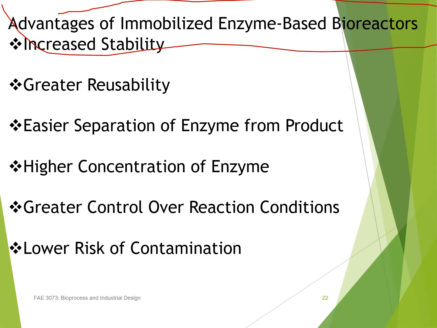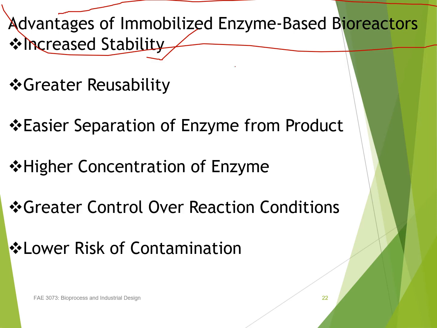So what are the advantages of using this kind of immobilized enzyme-based bioreactor? The first one, of course, is stability. So the stability of this kind of enzyme compared to free enzyme, we can see because it is protected from denaturation and also proteolysis.